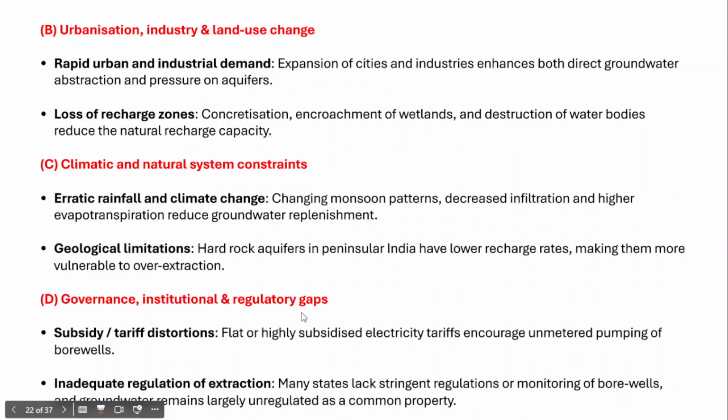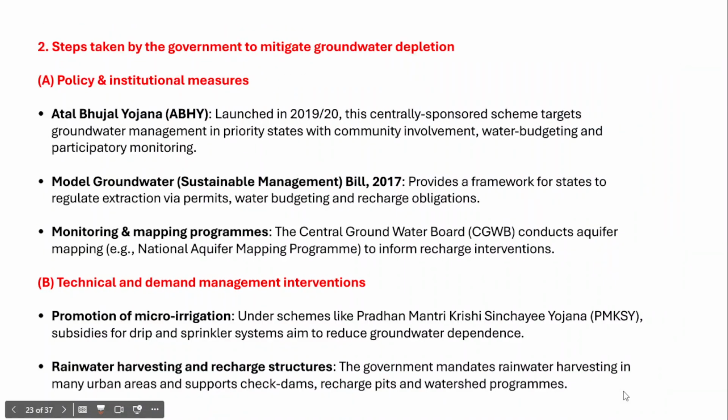And then we need to talk about inadequate regulation of extraction. Now, in this context, many states lack stringent regulations or monitoring of the existing borewells. Therefore, groundwater remains largely unregulated as a common property. Right, so these are the most important factors which are actually responsible for the depletion or over extraction of the groundwater resources.